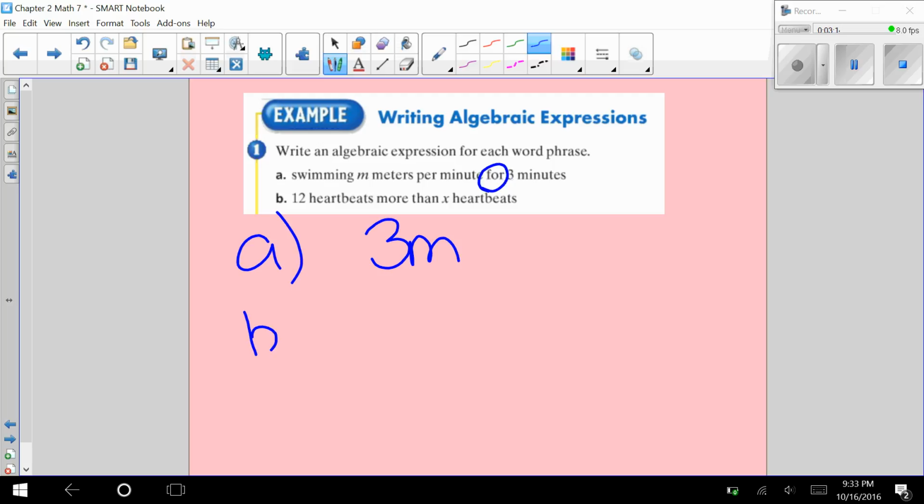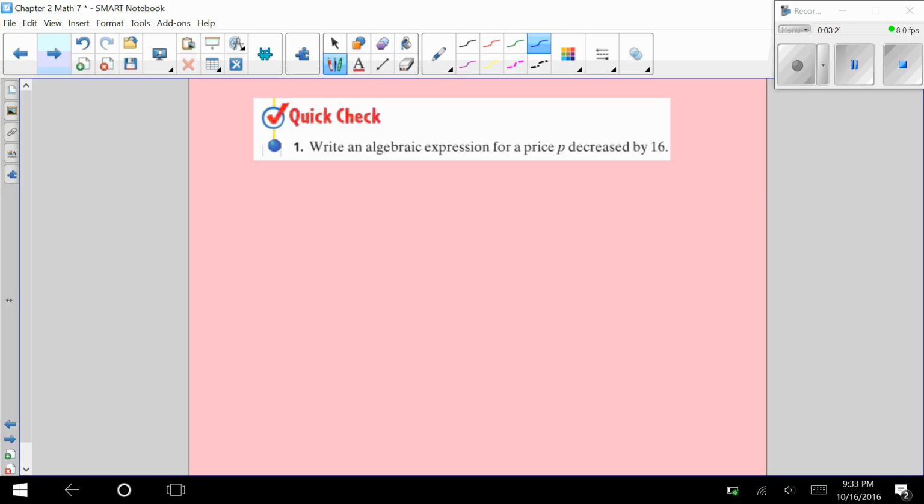For part B, we have 12 heartbeats more than x heartbeats. More than is always plus. So we'll take x plus 12. Remember, with addition, you could also say 12 plus x. Your turn. Try this one. Write an algebraic expression for a price P decreased by 16. Remember, decreased by is always minus. So we take P and we decrease it by 16, getting P minus 16.